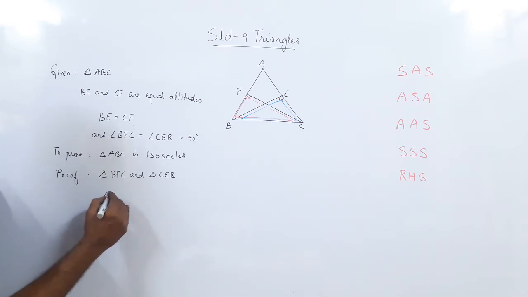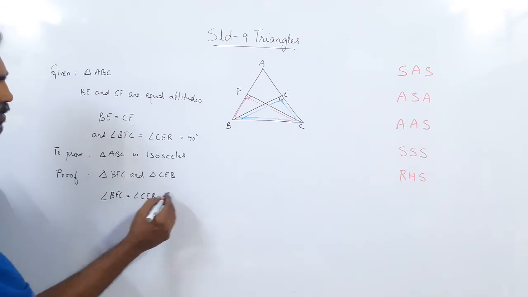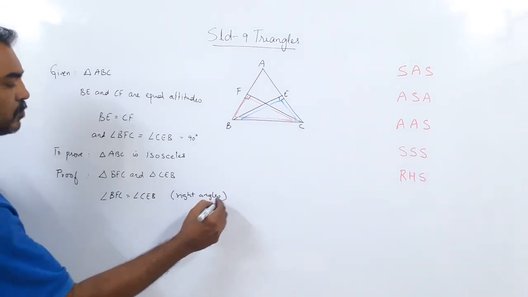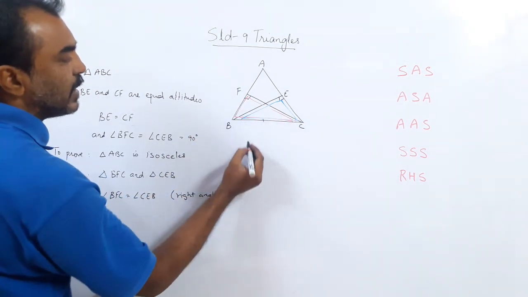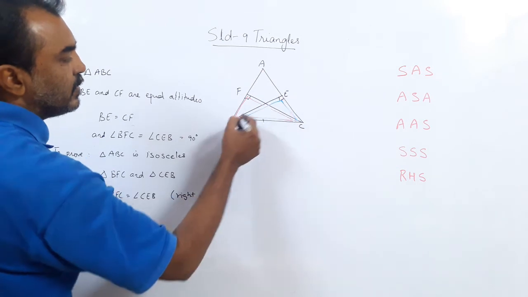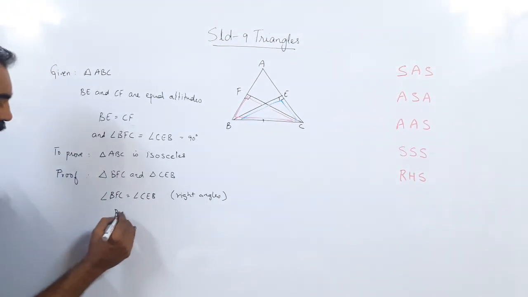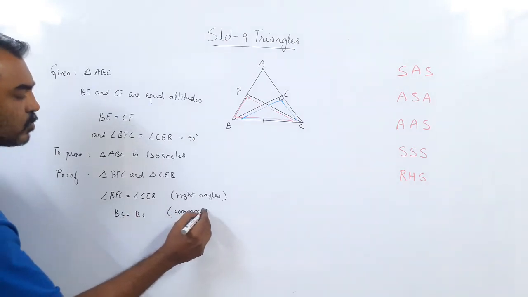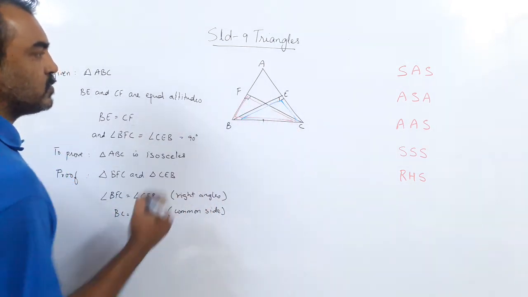Angle BFC equal to angle CEB. They both are right angles. Now if this is a right angle, in this right triangle this is the hypotenuse. In this triangle CEB, this is the right angle, and the side opposite is the hypotenuse. So BC equal to BC, common side, which is also the hypotenuse of both the triangles.